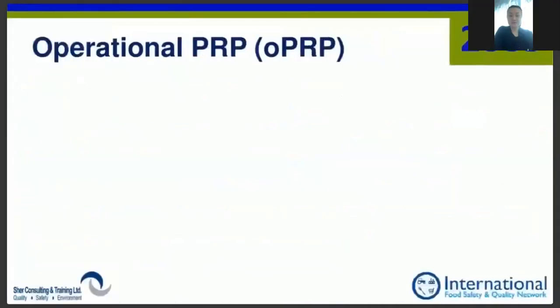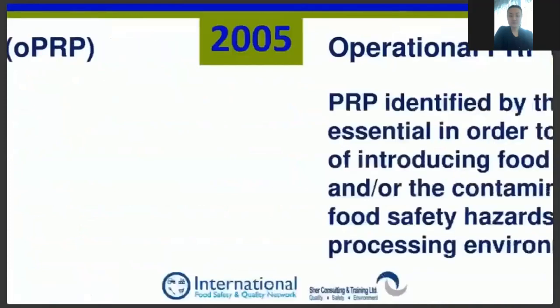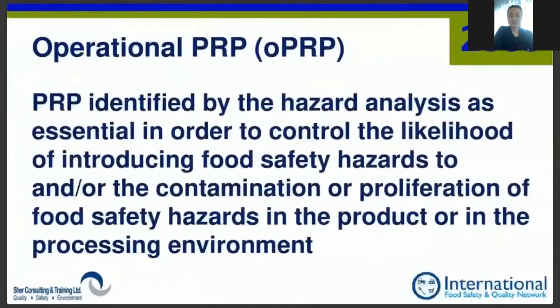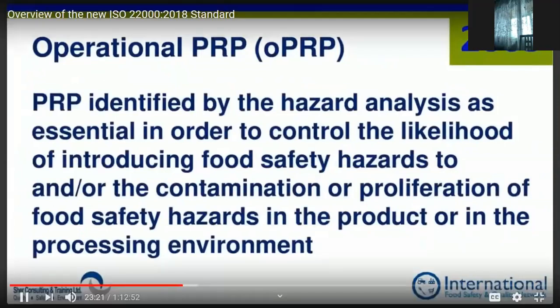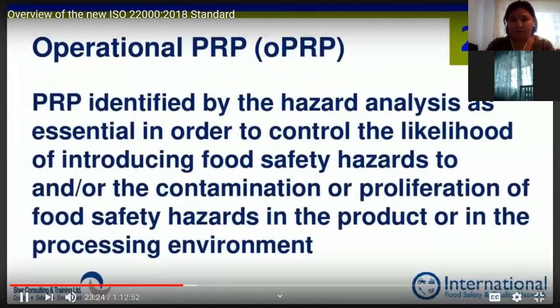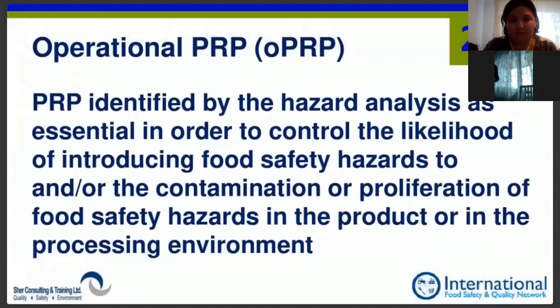And this is because of this big change. An OPRP in 2005 was a PRP. And as soon as we understand it's a PRP, then anything that's not a PRP couldn't have been an OPRP. So anybody from 2015, 2018, who called anything that's not a PRP an OPRP was making a mistake, because it's not a PRP. So it used to be that an OPRP is a PRP that was identified by the hazard analysis as essential in order to control the likelihood of introducing food safety hazards, blah, blah, blah.